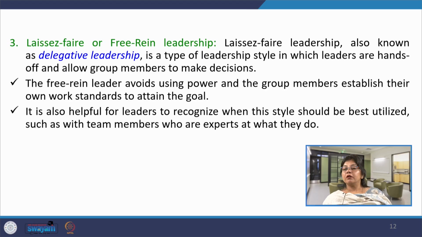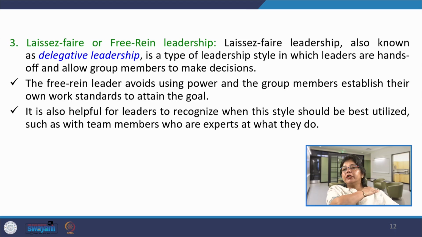So, there is no policy and procedure; the team members have their own way to understand the policies and procedures, or how the job has to be conducted, and they establish their own work standards to attain a goal. It is helpful for leaders to recognize when this style should be best utilized, such as with team members who are experts at what they do.